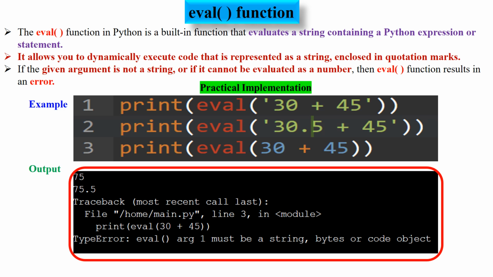In line 1, the eval function takes the string "30 + 45" as a valid mathematical expression to be evaluated, that adds the numbers 30 and 45 together and returns the result, 75, on the console. In line 2, the eval function takes the string "30.5 + 45" as the mathematical expression to be evaluated, that adds the floating point number 30.5 and the integer 45 together and returns the result, 75.5, on the console. In line 3, since the expression is not provided as a string, it results in a type error.